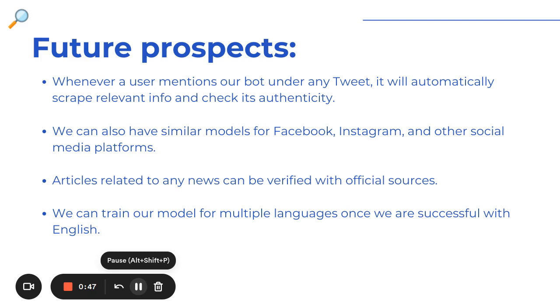And we will provide multilingual support. Currently, we are only providing English support, that if the article or tweet is in English, we can check whether it is true or false. But in future, we can have it for multiple languages as well. And once we are able to do this correctly on Twitter, we can move on to other platforms like Facebook, Instagram, and YouTube to scrape and use similar models to verify whether the news is true or false.